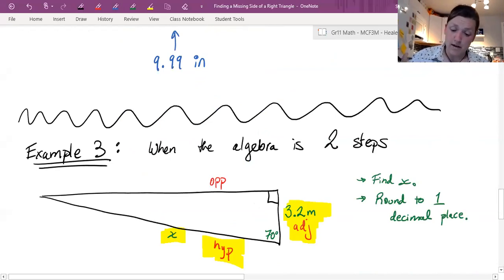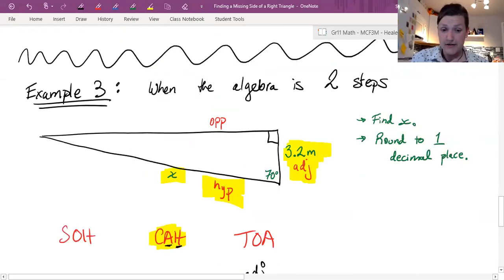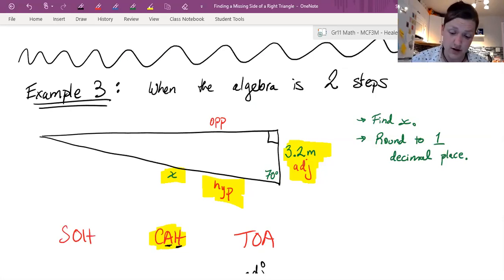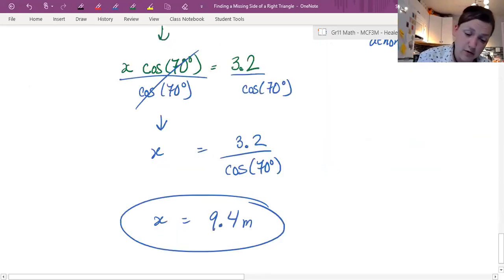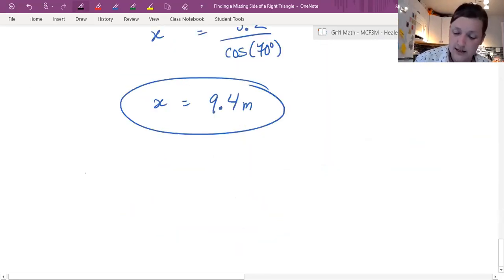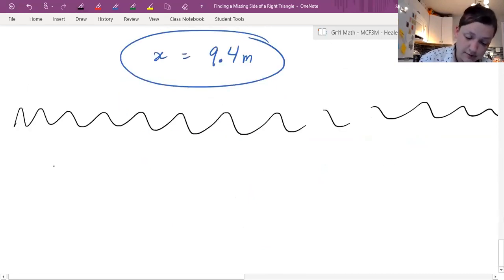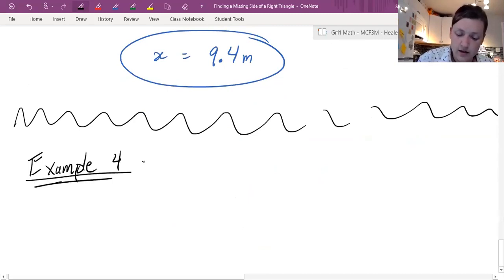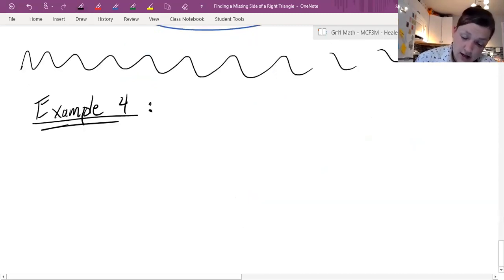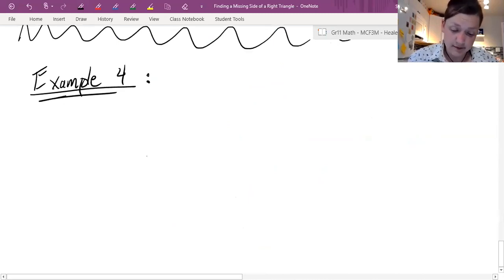I'm going to show one more example, but if you don't want to see the other example, you can turn off the video now and just go on to the practice. But I'll show one more example of what it's like when you have a 2-step with algebra. Example 4. Okay, so you can draw this right triangle with me.